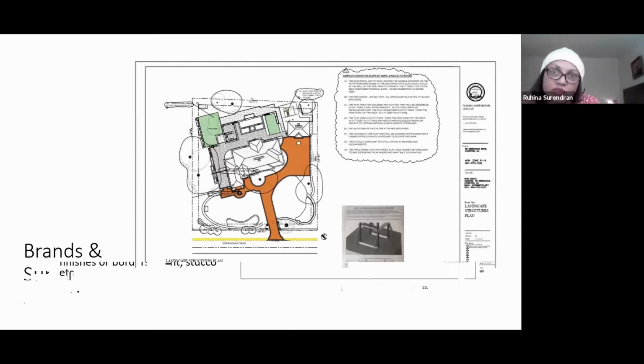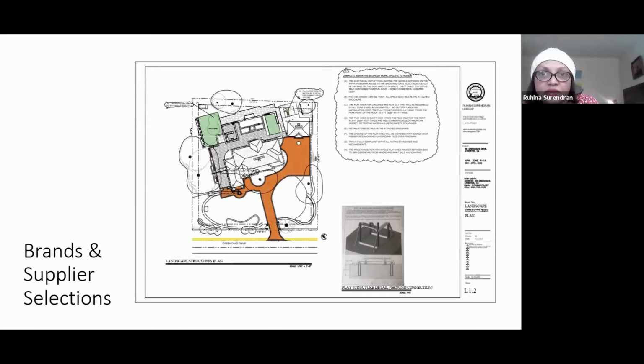So on this one, they already decided they wanted a play structure. So my role was to just put it together, talk to the city and find out what their requirements were. And so there was no construction drawing. It was just a matter of getting the supplier's detail and putting it together. And that would be part of leading up to construction drawings.